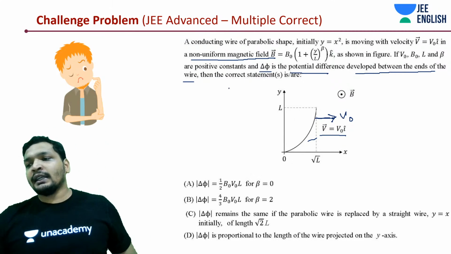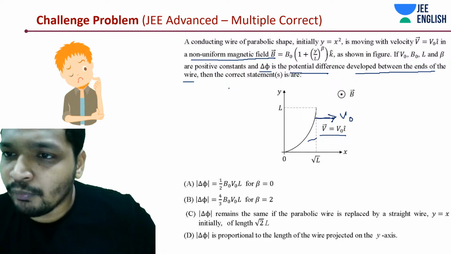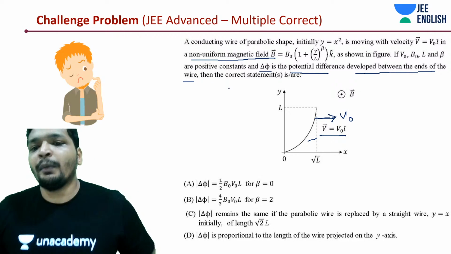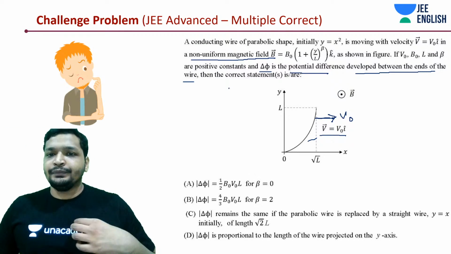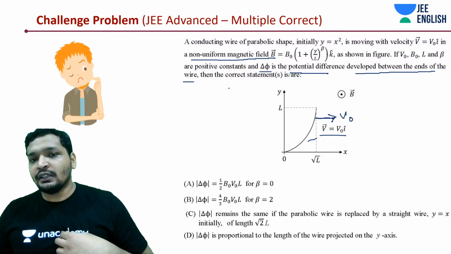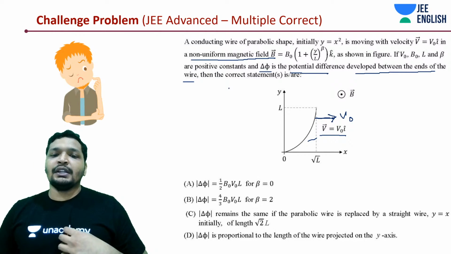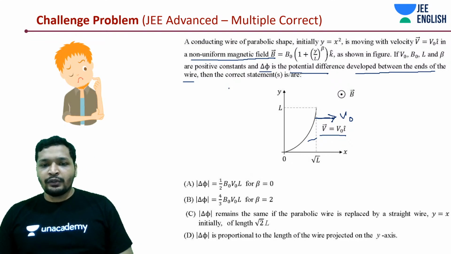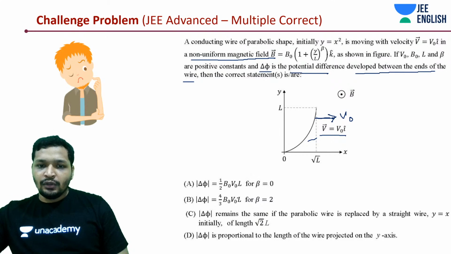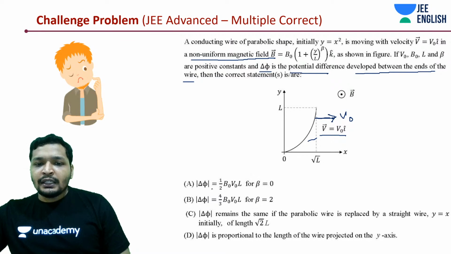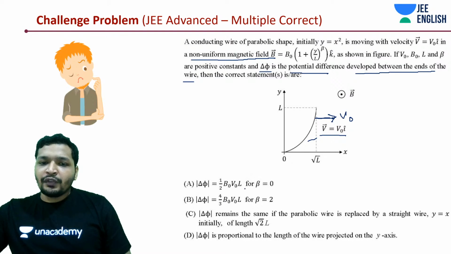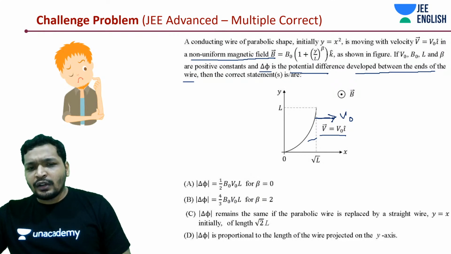Practically speaking, there would not be any EMF on an open wire. You need to have a change in flux for EMF generation. But let's get into the question. We'll move according to the question, because nowhere do I see a zero. And delta phi is equal to B naught L by 2, B naught 4L by 2.